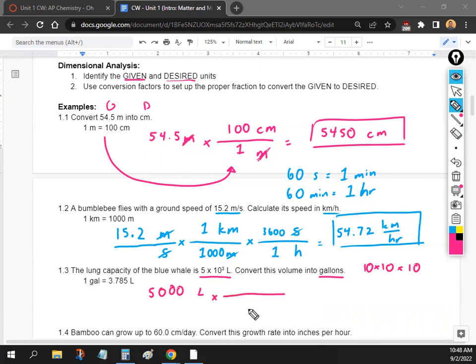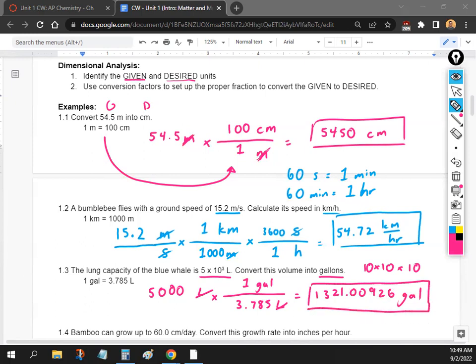Okay, super easy from here. We have liters and we want to get rid of it. So what number should we put on the bottom of the fraction? Yeah, we want to put liters. So 3.785 liters on the bottom, and that is equal to 1 gallon on the top. Liters will cancel out. And then for our calculation in the calculator, you can just do 5,000 divided by the number on the bottom. Okay, and that should give us 1321.00926 gallons. If you rounded it a little bit differently, that's fine, but that's generally the value that you should be getting.